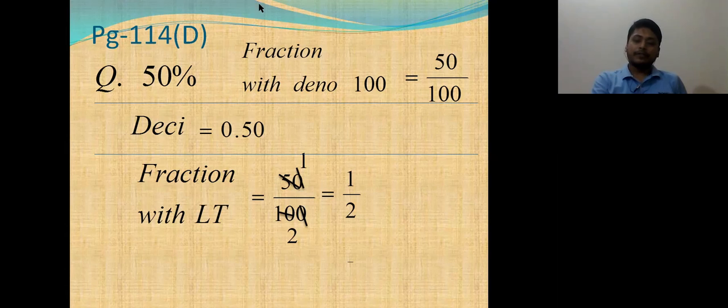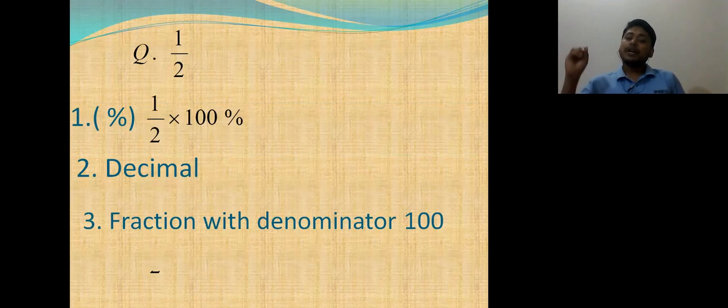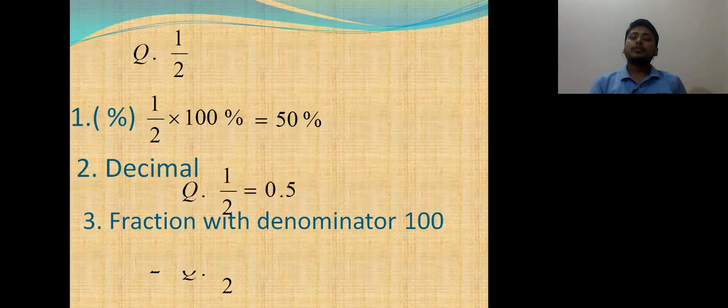Okay, fine. So now our target: the half is given, and it is the fraction with lowest term that is given. So our target is, first of all, to find out its percentage. How can we find out the percentage? There are lots of ways, but my way is to simply multiply by 100%. So you will get 50%. And from this 50%, you can write the decimal form. How? Change the percentage. If you change the percentage, it will be 50 by 100. So 50 by 100 means 0.5.